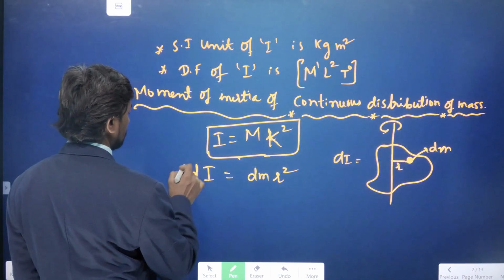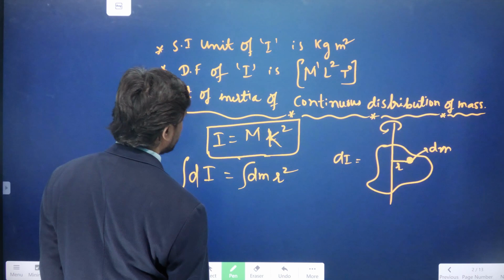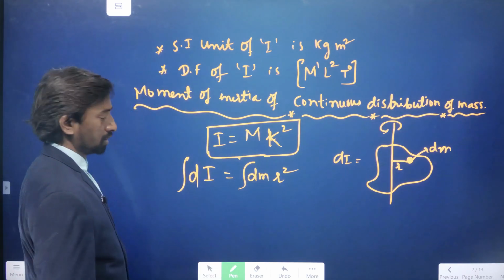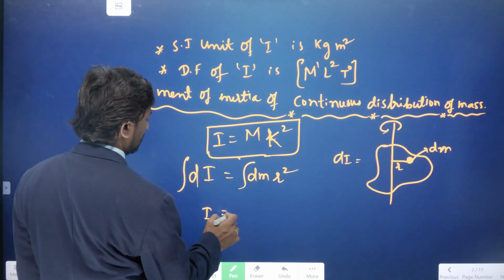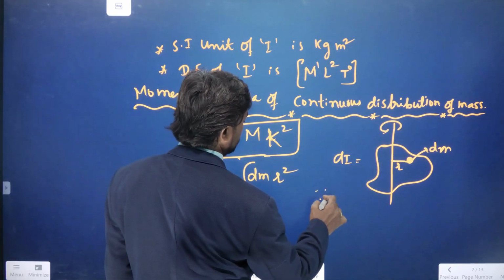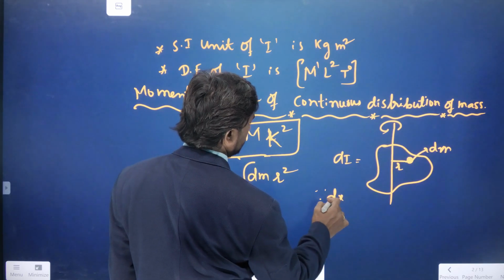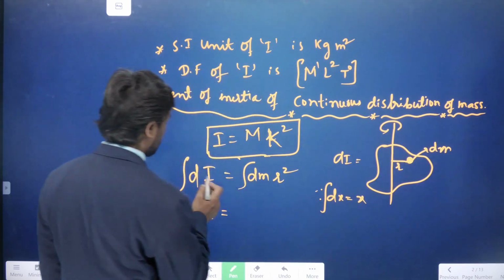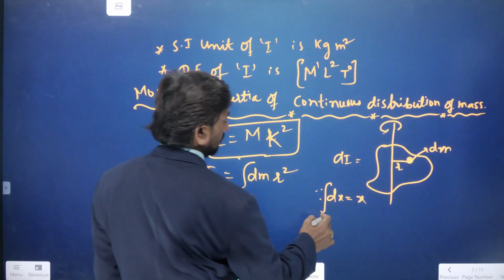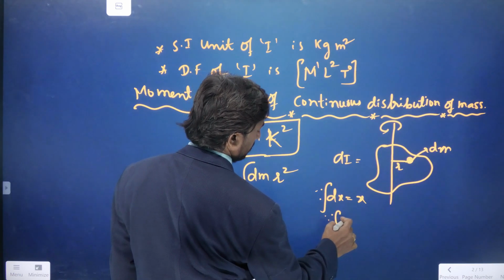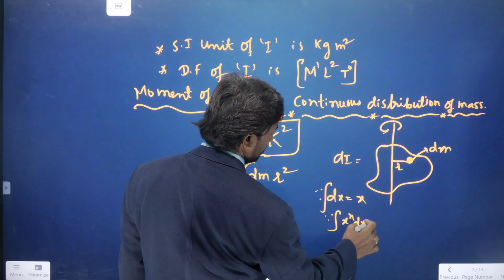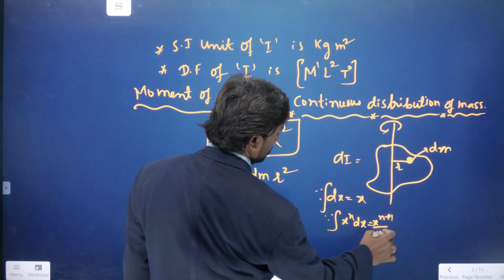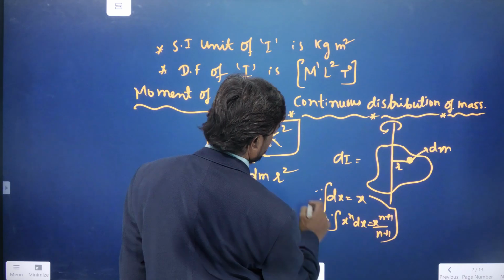Now if you do the integration on both sides, integral of dI is equal to integral of dm into r square. We know that the integral of dx is nothing but x, so the integral of dI is I. And one more formula we will use here: integral of x power n dx is equal to x power n plus 1 divided by n plus 1. This is the formula we will use.